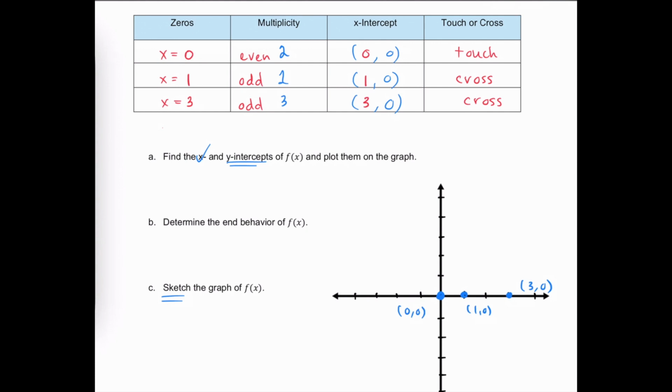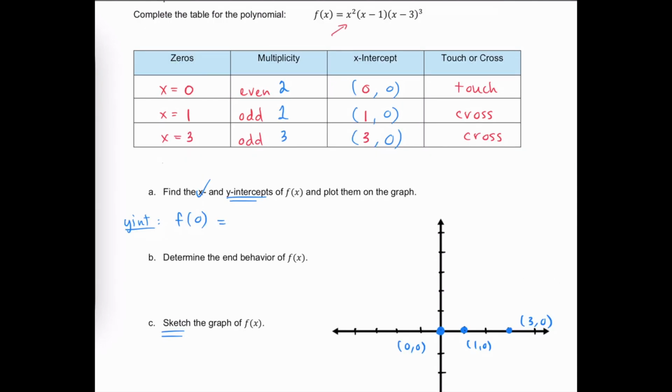Let's look at the y-intercept. Remember, in order to find the y-intercept, we're going to plug in x is equal to 0 and solve for y. But a more compact way of saying that is to simply evaluate the function at 0. So plugging 0 in for all of our x's, we get 0 squared times all this stuff, but this 0 is going to zero out the product, and therefore the output is going to be 0.